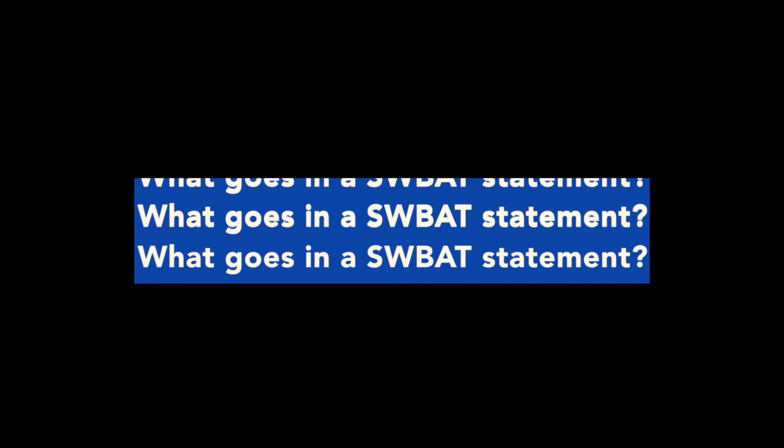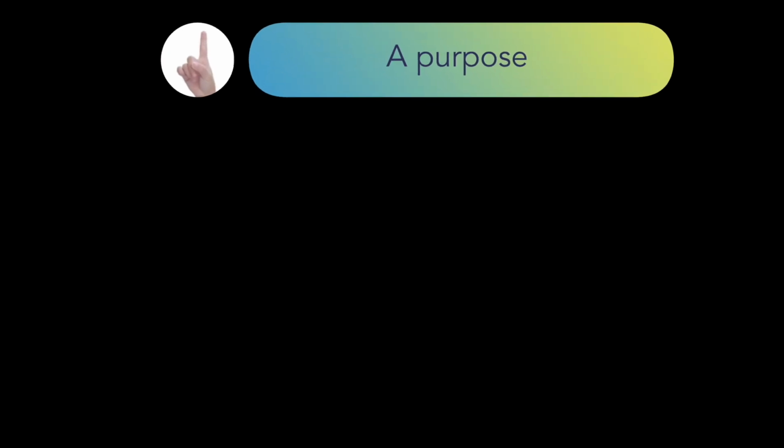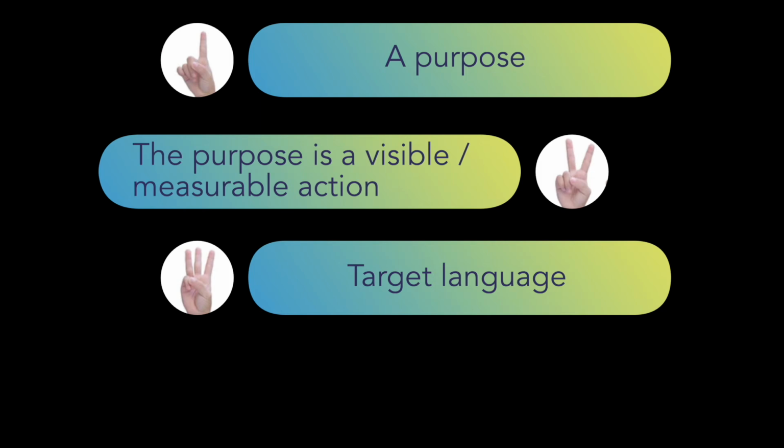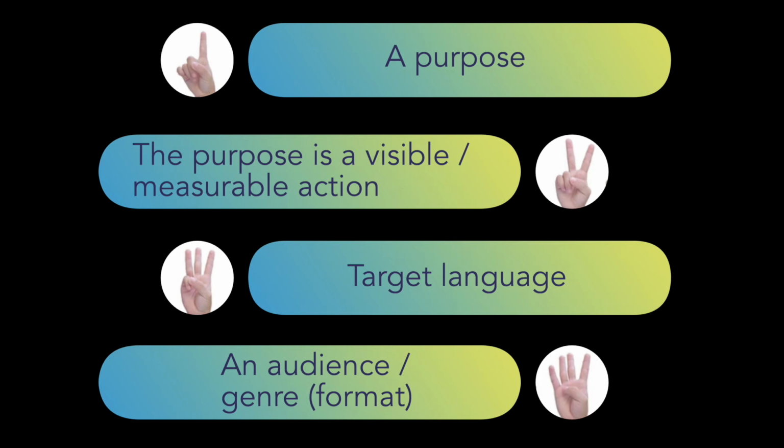Your SWBAT statement is going to contain four things. Number 1, it's going to have a purpose. So why is the communication happening? Number 2, a visible or measurable action. We will come back to this a little bit later. Number 3, target language. So what English phrases, vocab, grammar, whatever are we practicing? And the most forgotten one is an audience. So who are we speaking to? Because this will affect the kind of language that we use. So for example, is it formal? Is it casual language? Are we in a job interview, or are we chatting to a friend?